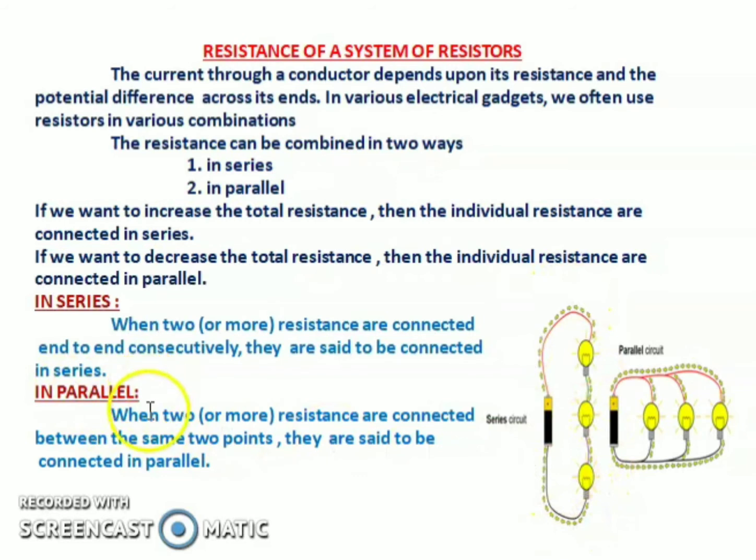Parallel: when two or more resistances are connected between the same two points, they are said to be connected in parallel. They are connected at the same points. So this and this are connected between the same two points, this point and this point. For this resistance also the point is this one, and here also this. So these three resistances are connected in parallel. This is the diagram for the series circuit and this is the diagram for the parallel circuit.